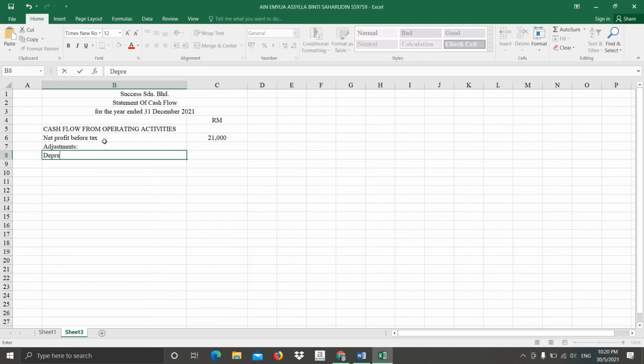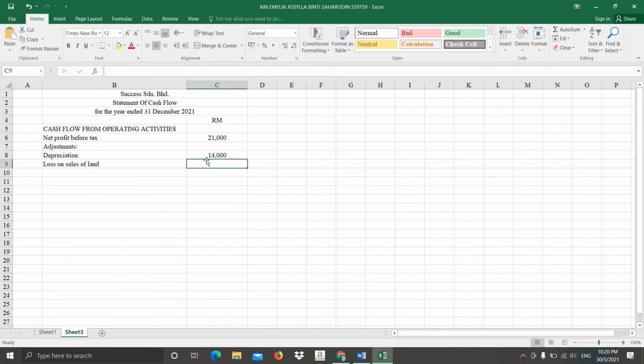depreciation, amounted to 14,000. So next one is loss or gain from the sale of non-current asset. So there is sale of land, which there is a loss. We get a loss from the sale, RM 8,000.